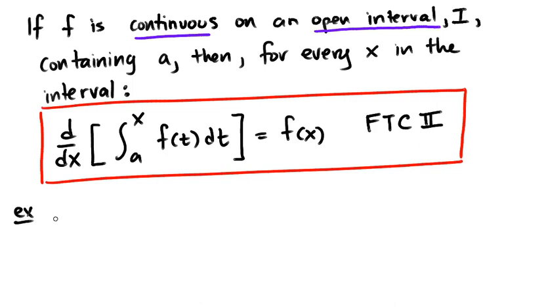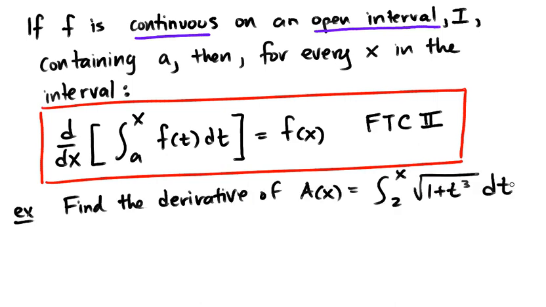Here's an example of it in use. If we wanted to find the derivative of the area function, which is equal to the integral from 2 to x of 1 plus t cubed dt, I should just be able to take this f of t function and substitute in an x. And that's exactly what I get when I take the derivative. Because there's an integral, the derivative sort of cancels out that integral, and I get 1 plus x cubed.